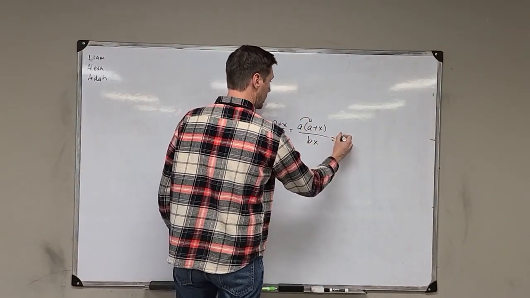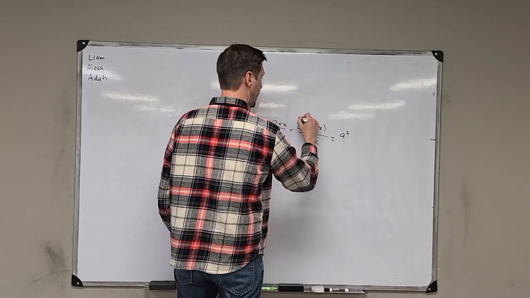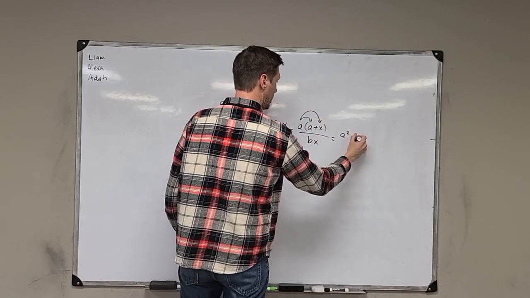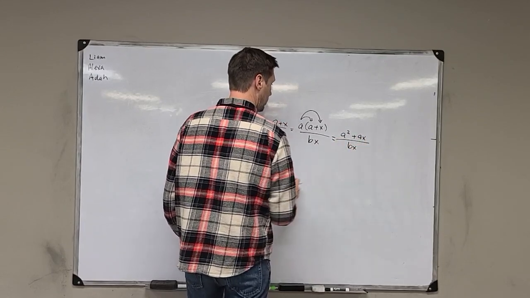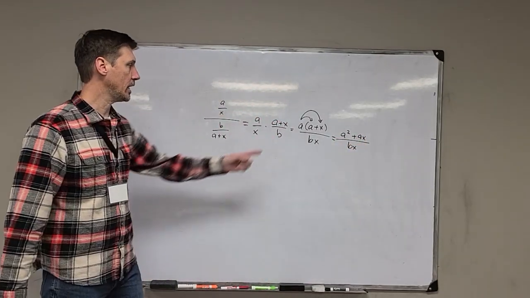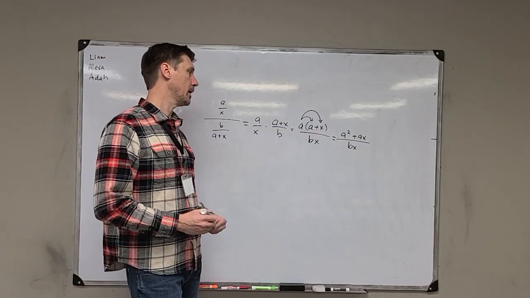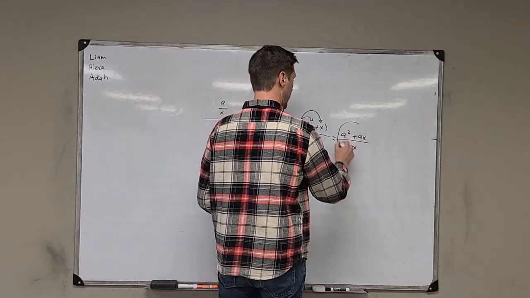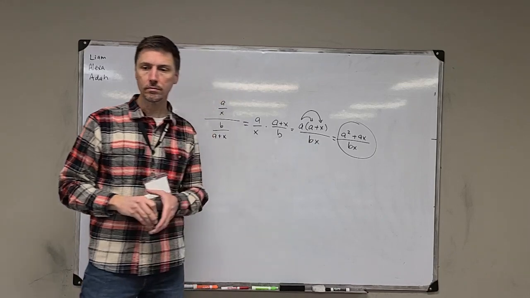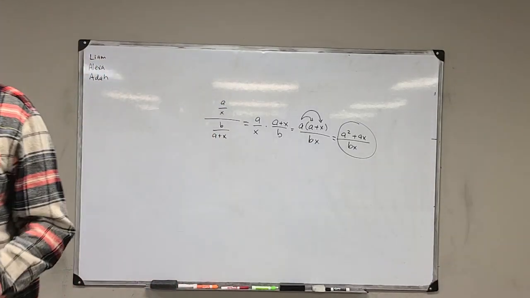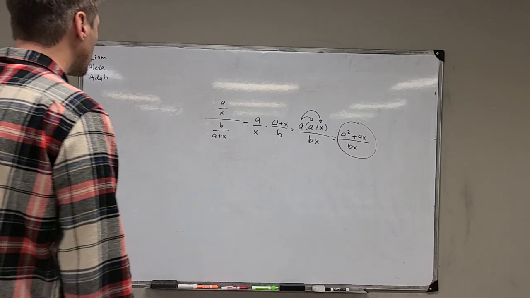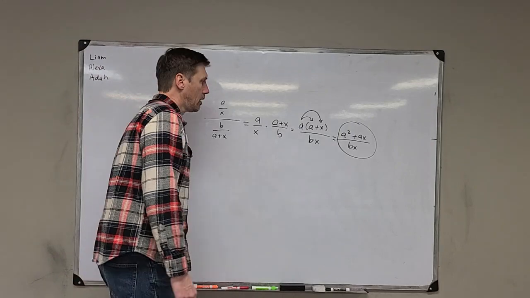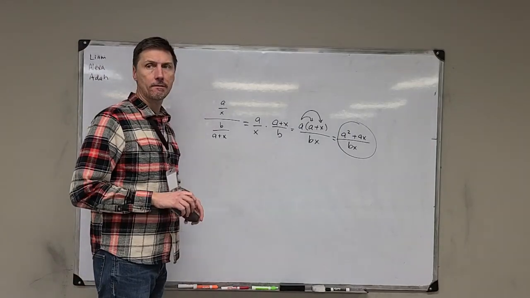A times a is a squared, and then a times x is going to be plus ax, or positive ax, right? Because it's a times a positive x. And so this would actually be our final answer. All right. Any questions about that?